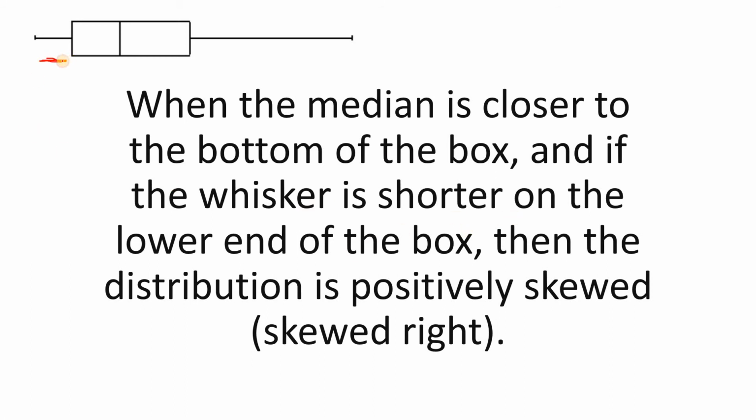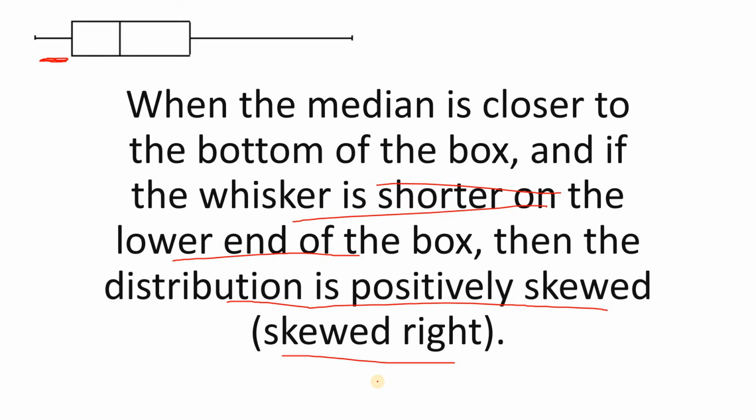See, the whisker is shorter on the lower end because at lower values there is more concentration of my data. 25% we can easily get in the lower range, right? So that's why this particular length will not be big for positively skewed or right skewed data, right? So when the median is closer to the bottom of the box and the whisker is shorter on the lower end of the box, then the distribution is positively skewed, or skewed on the right side.